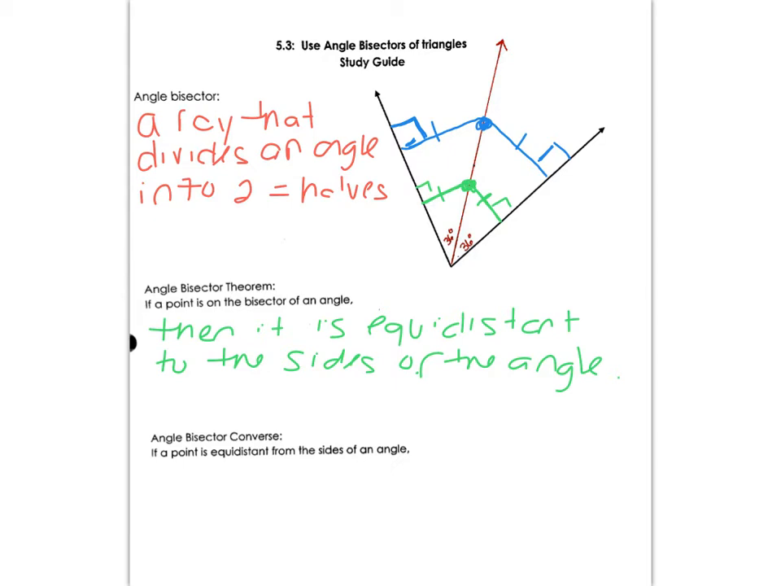Its converse is also true. If a point is equidistant from the sides of the angle, then it lies on the angle's perpendicular bisector. I'm sorry, I said perpendicular bisector. I meant angle bisector.